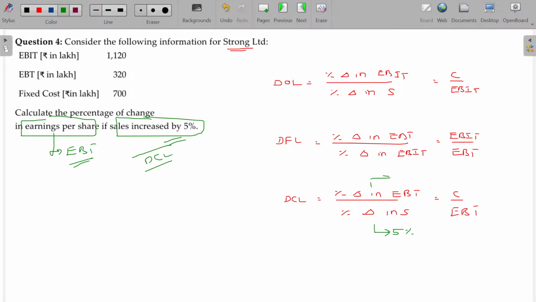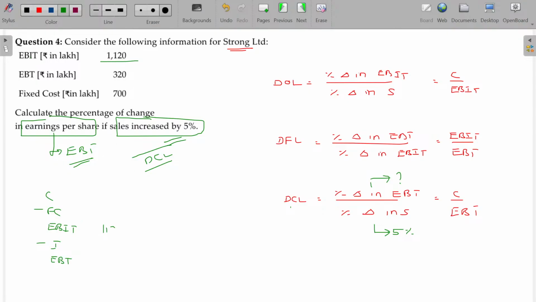The question is what could be the percentage change in EBT? If I know the degree of combined leverage, I can get the answer easily. To get the degree of combined leverage, you have to use this formula, C by EBT. We have been given EBAT, minus interest gives EBT, and fixed cost is also there. Contribution minus fixed cost gives EBAT, and EBAT minus interest gives EBT.